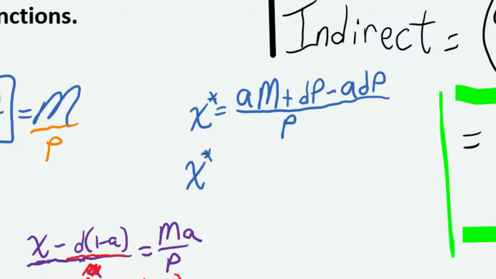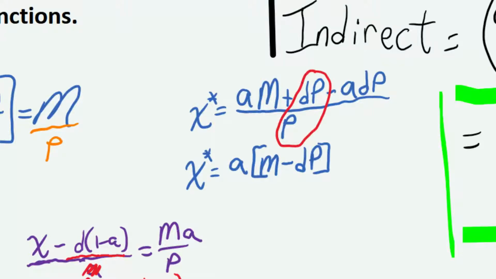X star equals a times m minus dp. And then what are we going to be left with? Well, we're going to be left with this thing here, dp over p, and those p's cancel, so we have plus d, and then all that is over p. Why is this a better way to write it?